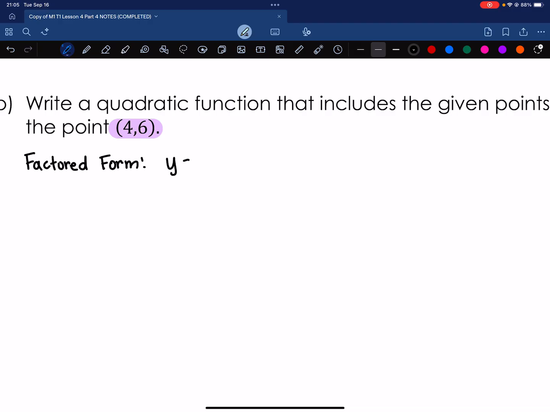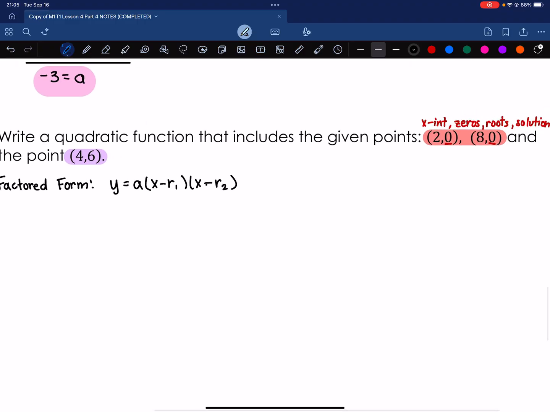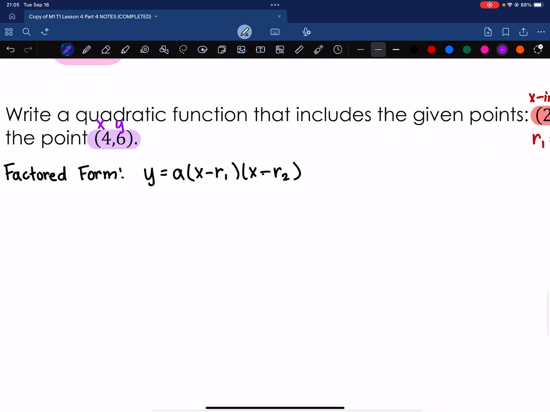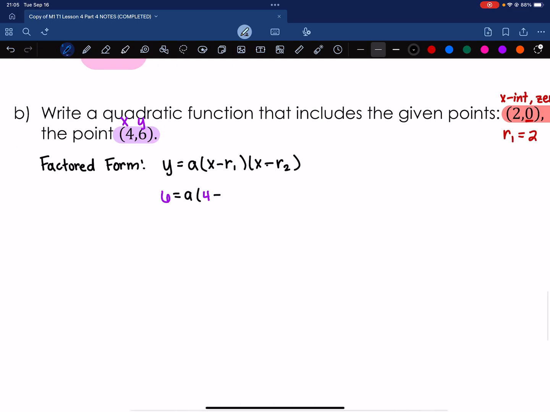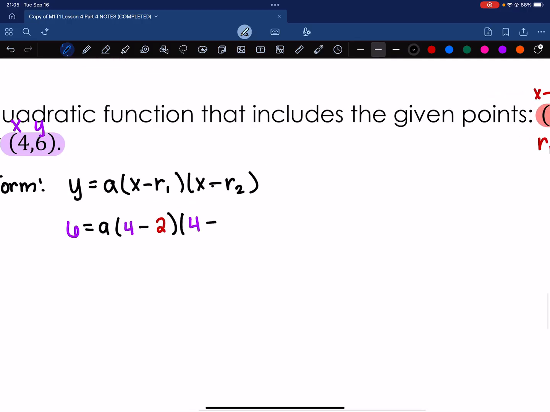So the factored form is y equals a times x minus r1 times x minus r2. So let's figure out what points we're going to use. Let's let r1 be 2, and let's let r2 be 8. And if you don't like that, you can flip-flop them. That's perfectly fine. We have our x value and our y value. So let's go ahead and plug these in. So we have 6 equals a times 4 minus r1, which is 2. And then we have 4 minus r2, which is 8.